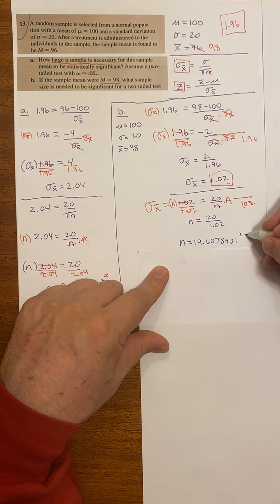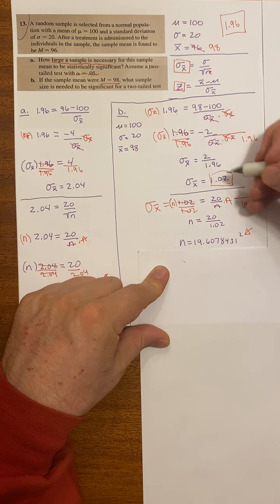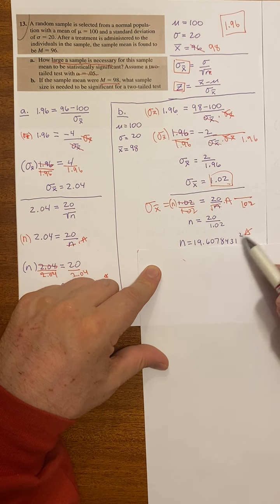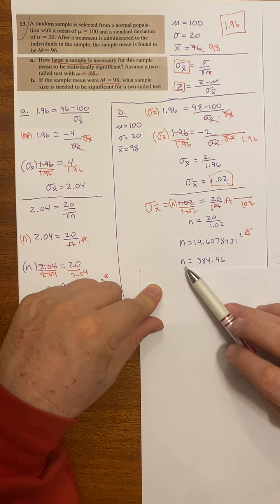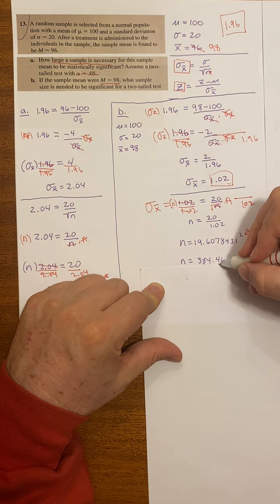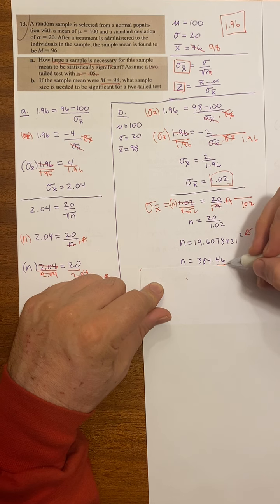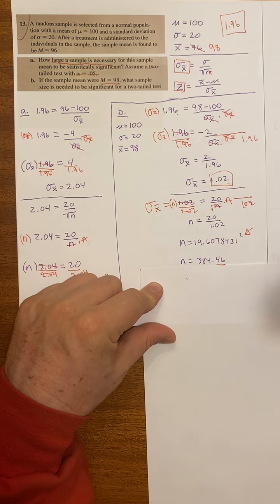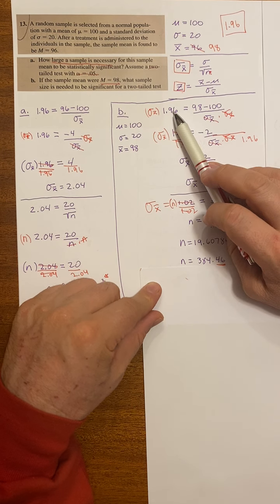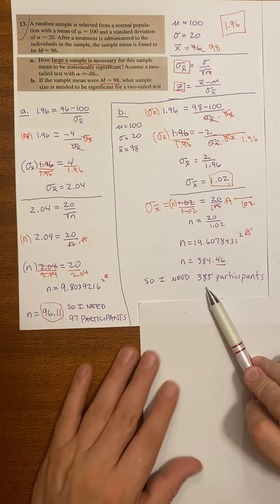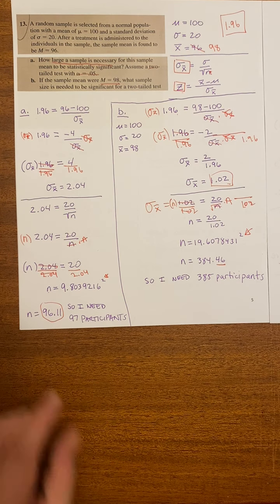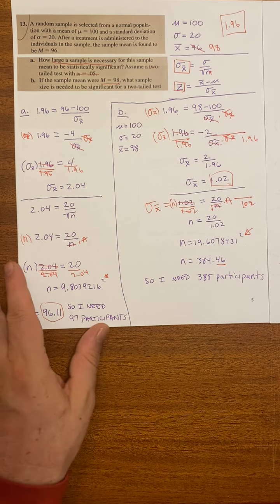That gives me 19.6078431, but I have to square it because I need to account for the square root of the n. Once I've squared it, I get an n of 384.46. But remember, I can't have a decimal of a participant or a part of a participant. I have to have a whole participant. So in order to get a z of 1.96, I have to have at least 385 participants in the study. Okay, let's go ahead and move on to question number 15.